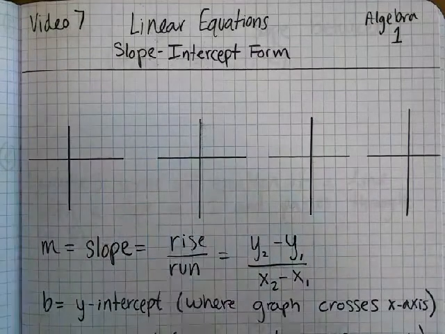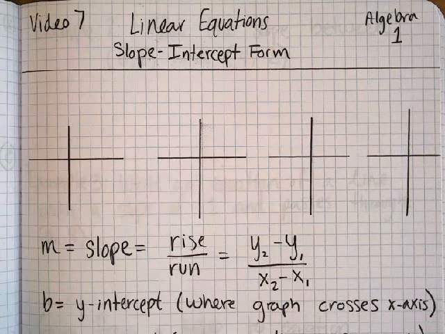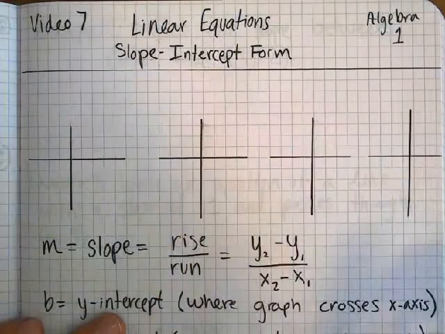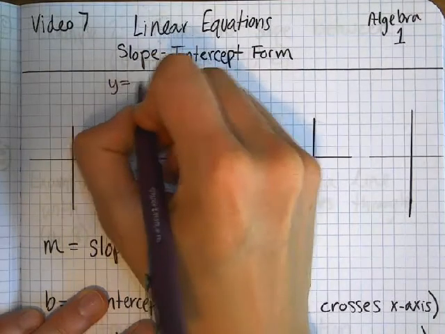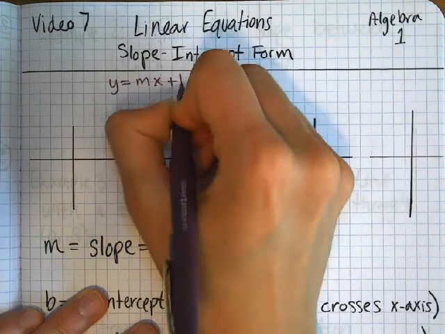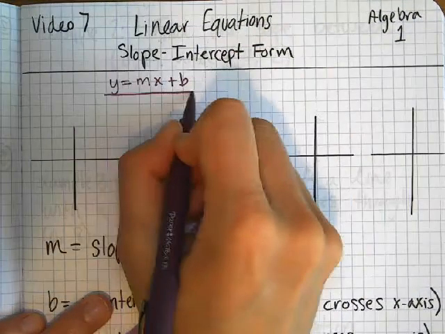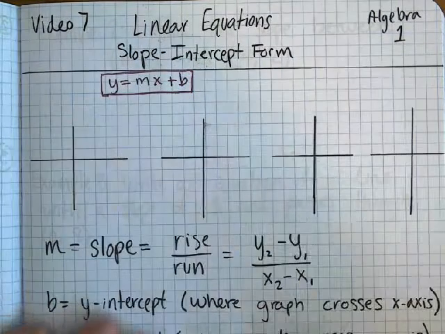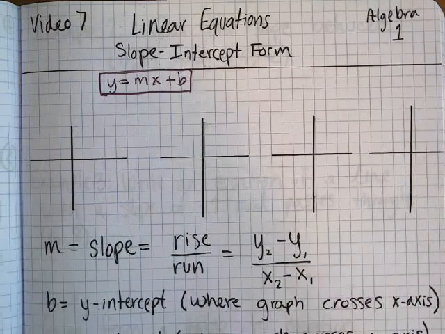This is linear equations with slope-intercept form, and this is video 7 for Algebra 1. Today we're going to be looking at slope-intercept form and what it is. The basic equation for slope-intercept form is y equals mx plus b. Okay, and we're going to be looking at what all of those letters mean. What does m mean? What does b mean? Hopefully we know what x and y are right now.